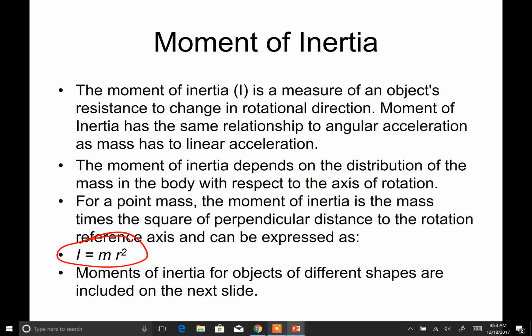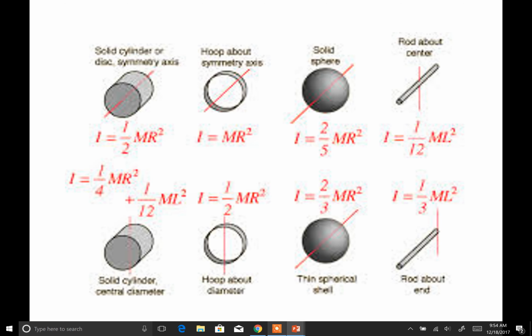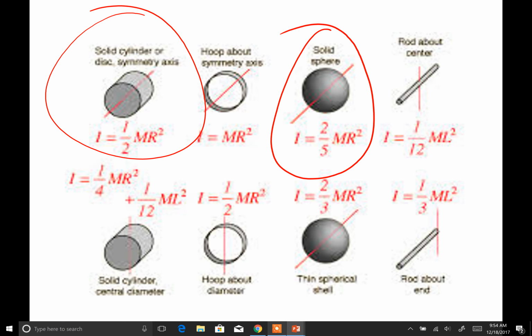Moments of inertia for objects of different shapes are included on the next slide. And typically you would need to be given these formulas. So you can see the moments of inertia for objects of many different shapes. For example, for a solid sphere, the moment of inertia is I equals 2/5 mr squared. Whereas for a cylinder, it's 1/2 mr squared.